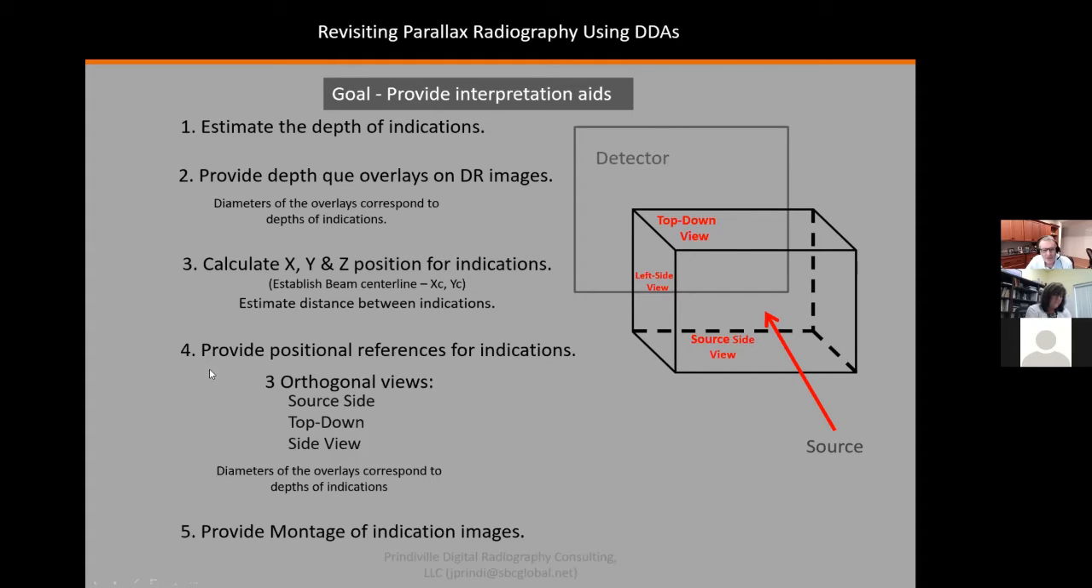So now, can I provide positional reference for indications? Can we do like 3 orthogonal views, looking from the source side, looking from the top down, and looking from the side view? So can I give you a view of where the indications are, looking from the source side, as I show over here, looking from the top down view here and looking from the side view here. And then can we also give you at the same time the indications you called out?